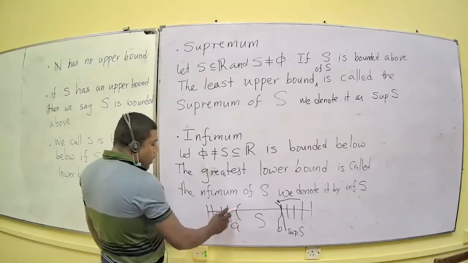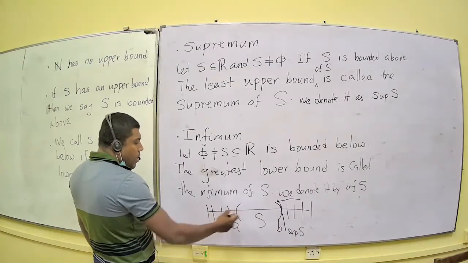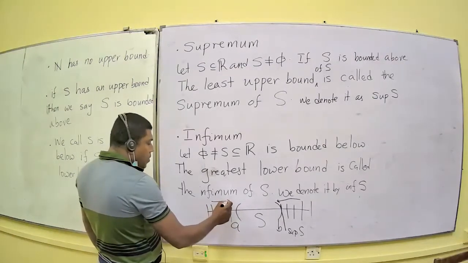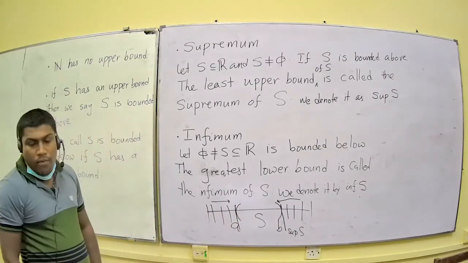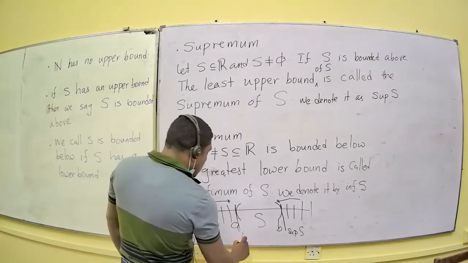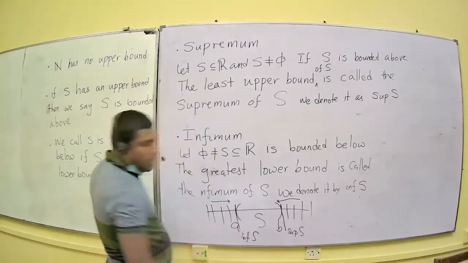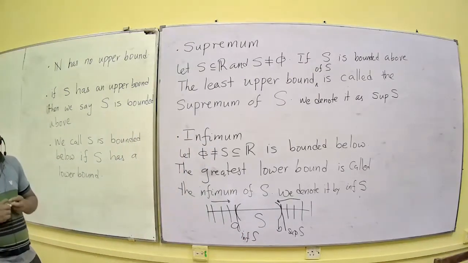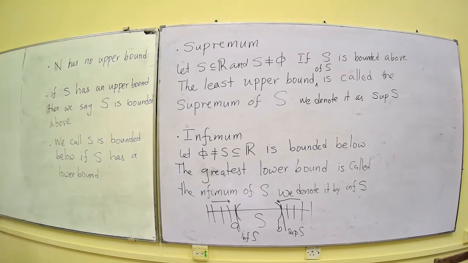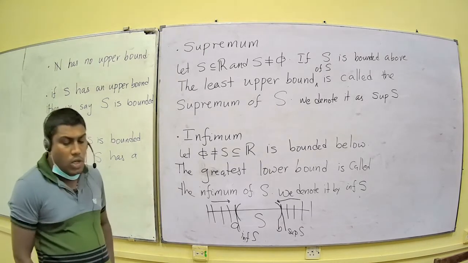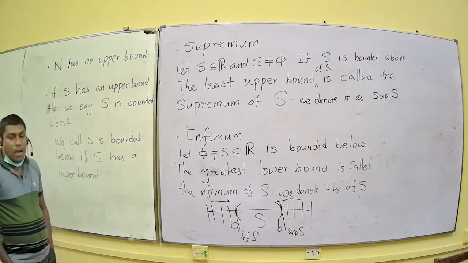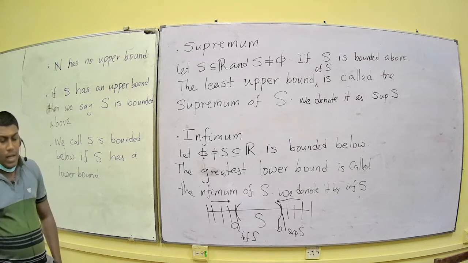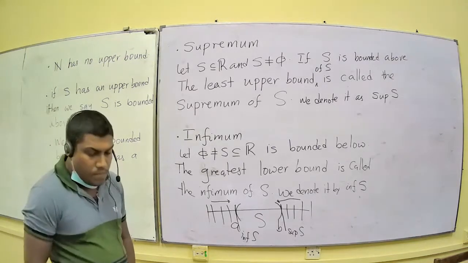And then in the lower bound case, everything here are lower bounds. So you have to go to the largest lower bound to get the infimum of S. This is the idea behind supremum and infimum. You should know the terminology and the meaning of that. Supremum is the least upper bound and infimum is the greatest lower bound.